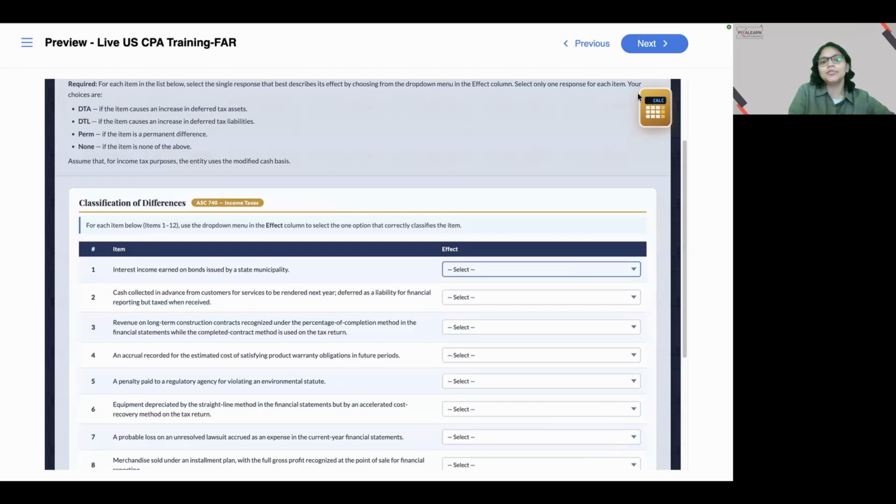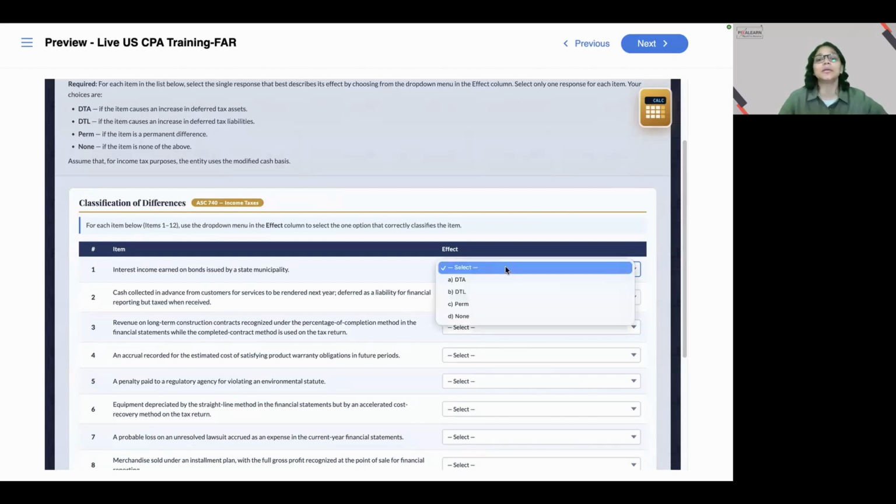First item, interest income earned on bonds issued by a state municipality. What kind of an item is this, Dharini? Are you there? Can you unmute yourself? You can write in the chat panel also. Yeah, very good. So this is something which will be a permanent difference. Will that permanent difference increase your current year's taxes or decrease your current year's taxes? Can you tell me? Dharini, answer. Because of this, will your current year's taxes increase or decrease?